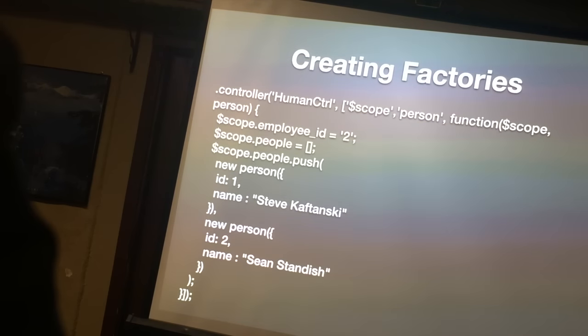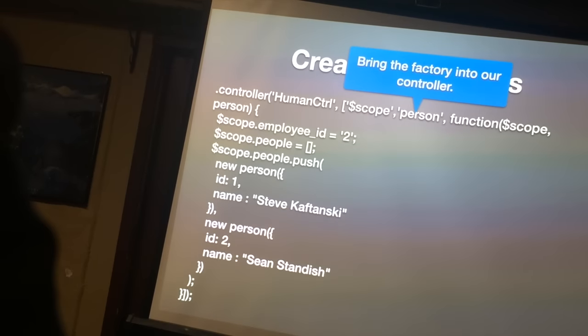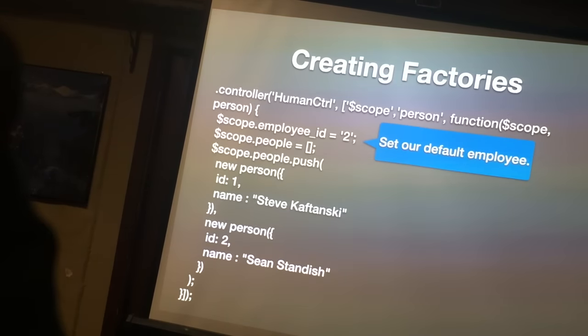All right. So yeah, I'm going to instantiate two new people and push them onto the people array. So this is again very standard JavaScript 101 type stuff. I just need to create my array of data. And so we're importing our factory. We set our default employee number here.